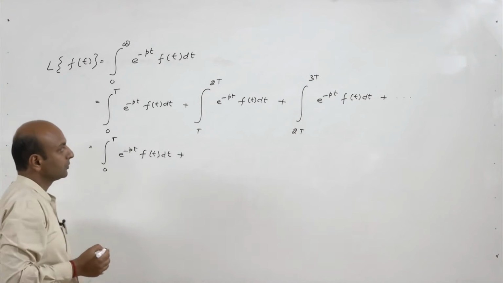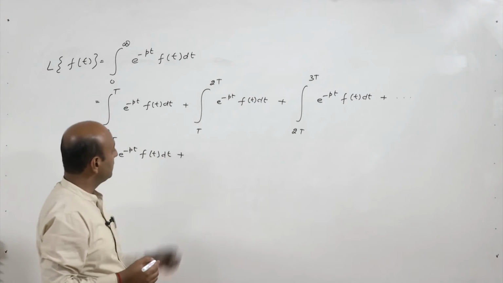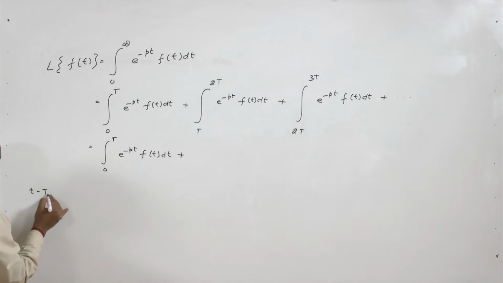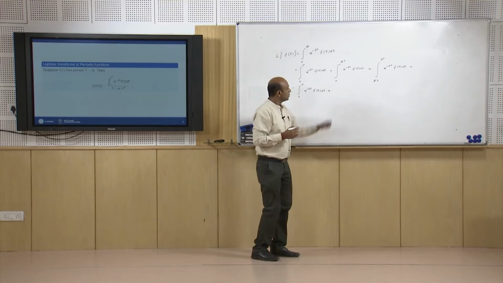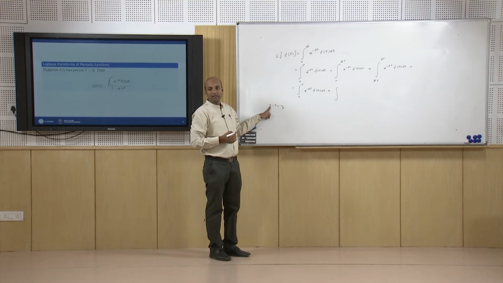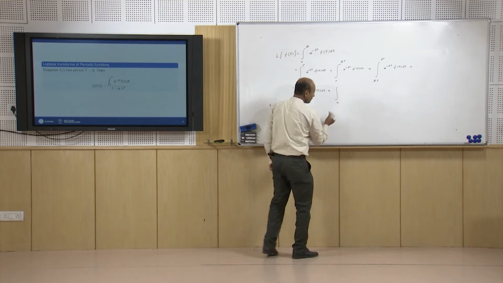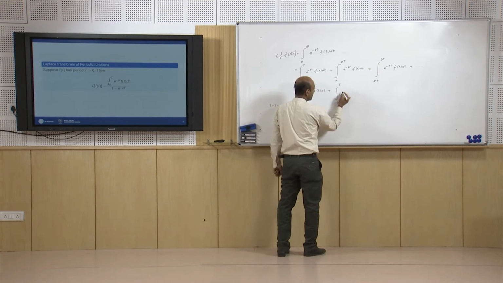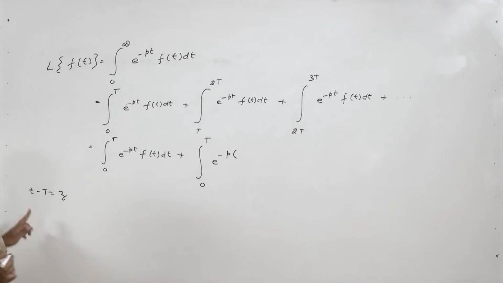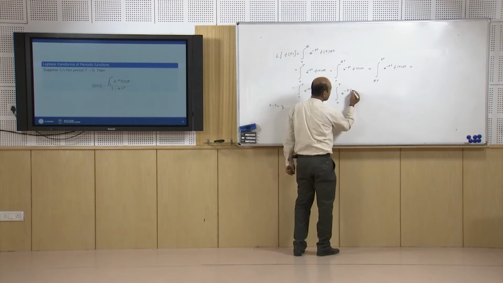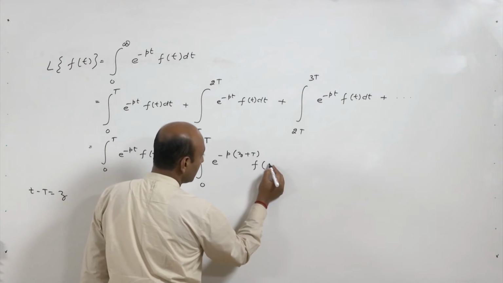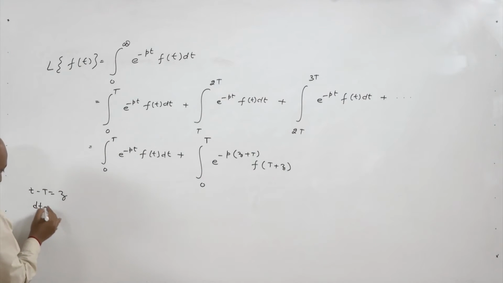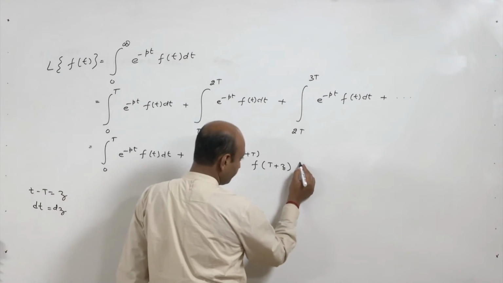For the second integral, let t minus capital T be z. So what will be the expression? When small t is capital T, z will be 0, and when it is 2T, so 2T minus T is capital T, so z will be T. And e^(-pt), what is t? Small t is z plus capital T, f of t is nothing but f of z plus T, and dt is nothing but dz.